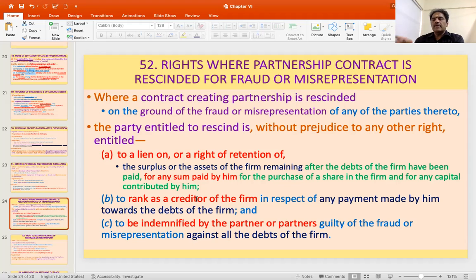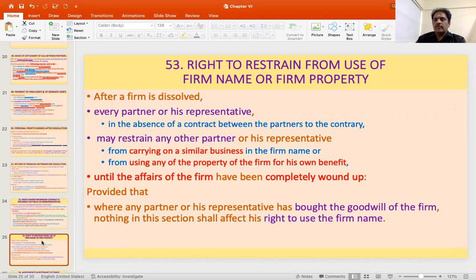And third, if because of the acts of these people there is going to be any liability on the firm for which he will be asked to pay, he has to be indemnified by the partner or partners guilty of the fraud or misrepresentation against all the debts of the firm. So these three are the rights that a partner who has come into a firm because of the misconduct of misrepresentation or fraud by a party or parties has.